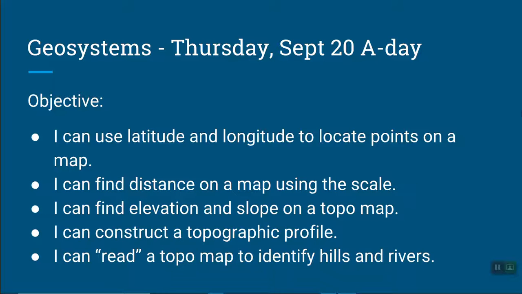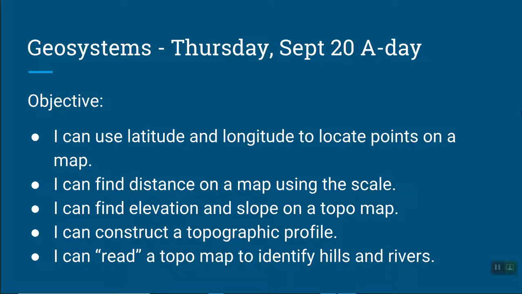Fourth objective is a hard one. This one we're definitely going to have to spend some class time teaching everyone. This is about constructing a topographic profile. It's like a cross section. So if you were to take that Play-Doh mountain that you made last class and cut it in half, that's the profile of it. So you're going to be learning to construct that on graph paper.